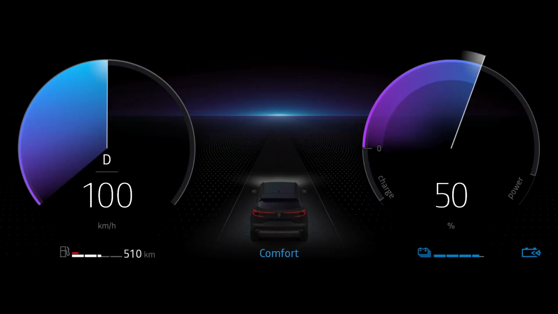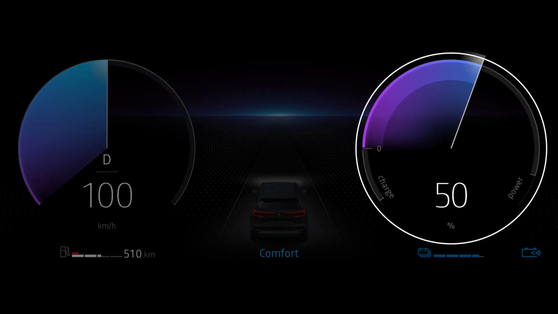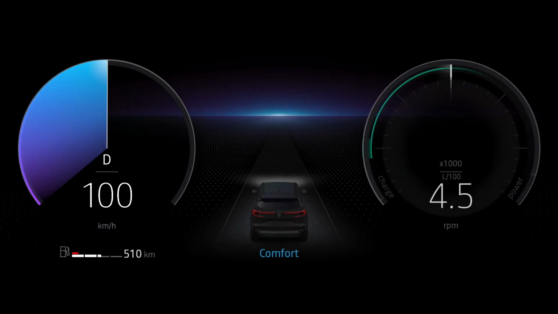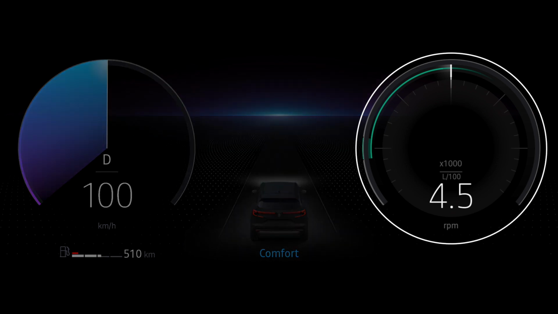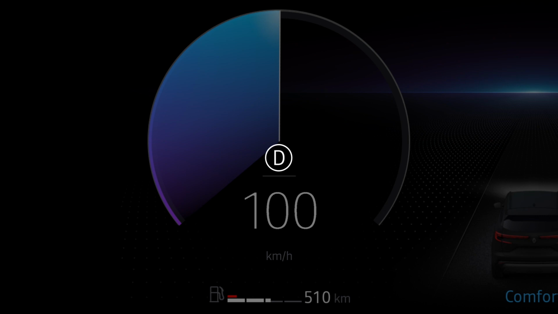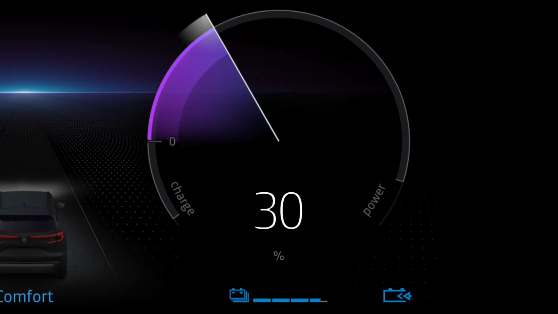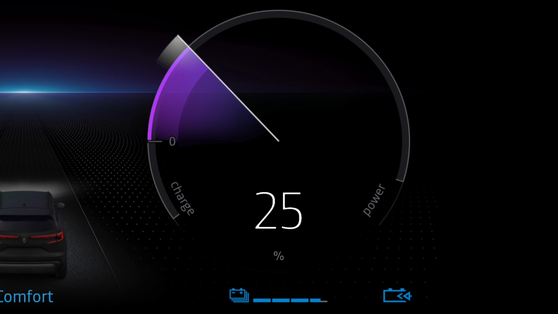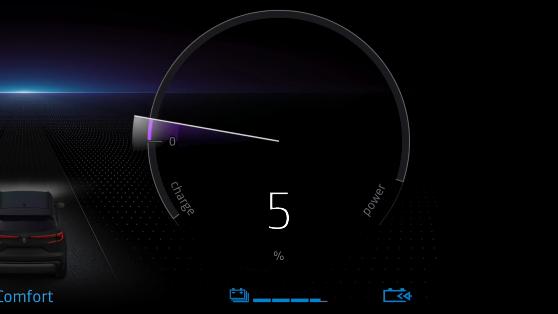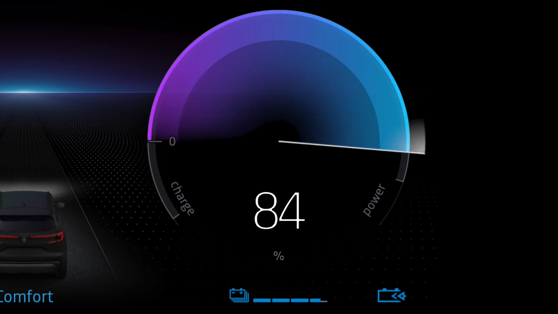The Classic design consists mainly of a speedometer and a power meter for hybrid vehicles, or a rev counter for combustion engine vehicles. The current gear is displayed in the center of the speedometer. The power meter indicates your vehicle's energy consumption in real time. It shows when energy is being recovered and when it's being consumed.